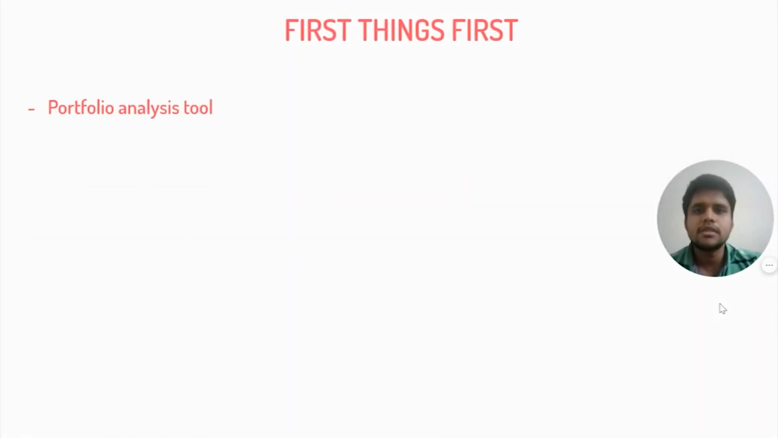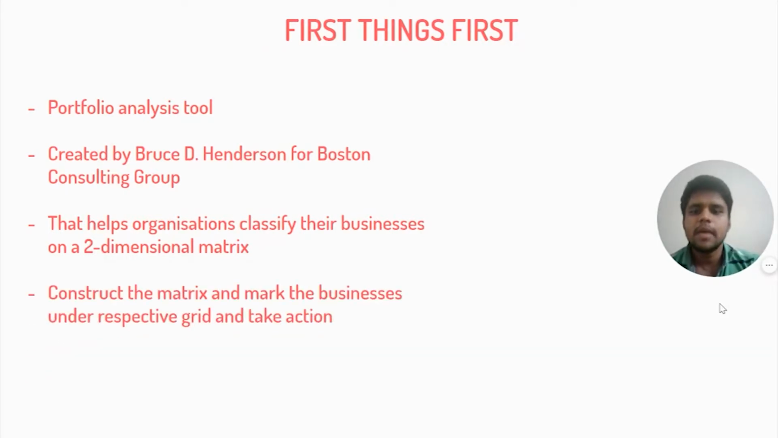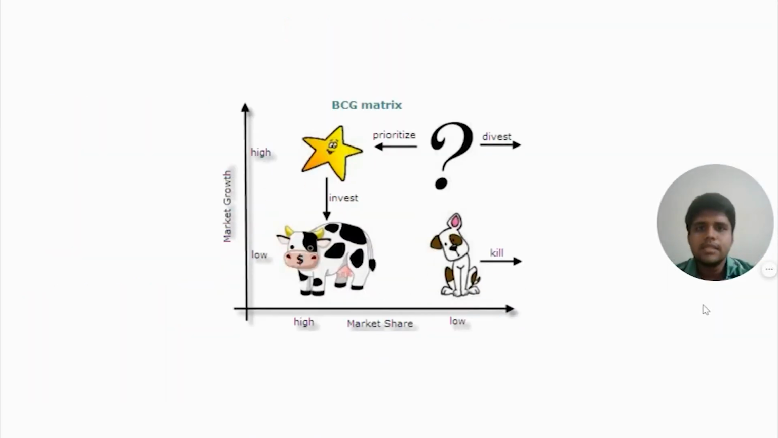This is a portfolio analysis tool which was developed by Bruce D. Henderson for Boston Consulting Group. This helps organizations classify their businesses on a two-dimensional matrix which consists of market share and market growth by constructing a matrix and marking the businesses under the respective cells to take actions. We see the BCG matrix constructed on the screen here, where y-axis represents market growth and x-axis represents market share. We'll take the product line of Apple to understand this matrix.